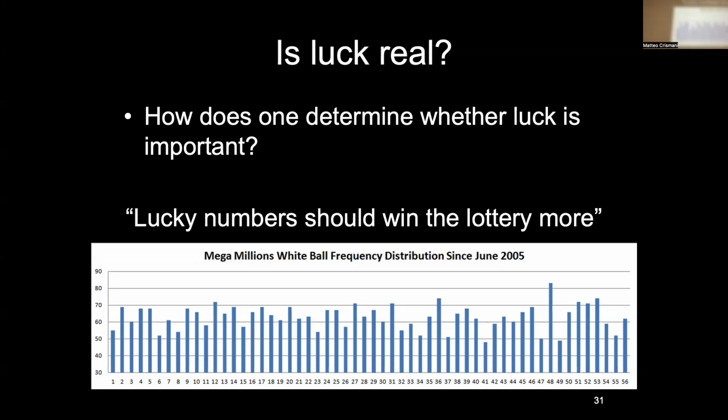Is that the way to interpret this data? No. There is some fluctuation. So the average is probably about here. And some are necessarily going to be higher and some are necessarily going to be lower.